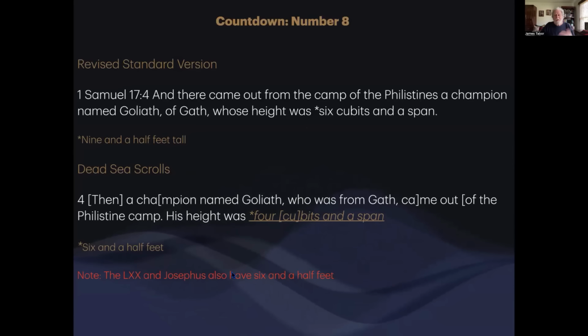read. Now, how did it get changed? Maybe just a scribal mistake. But when people start talking about every letter is inspired and every word's inspired, and I believe Goliath was 9.5 feet tall because the Bible says it and so forth, maybe you're going by the wrong text of the Bible because you do have these differences. Okay, so that's number 8.